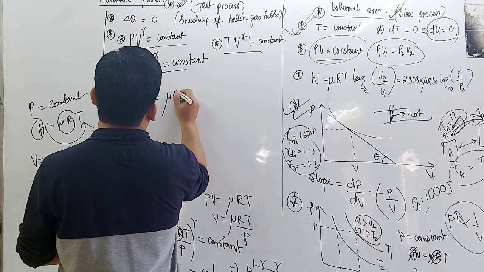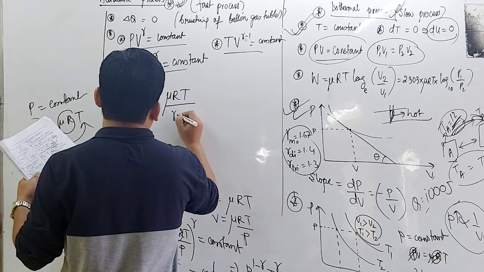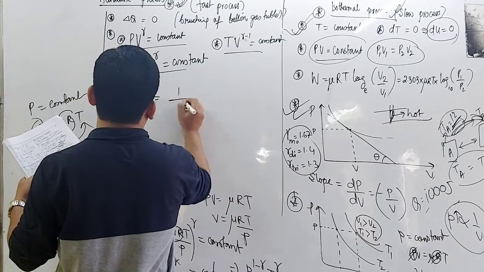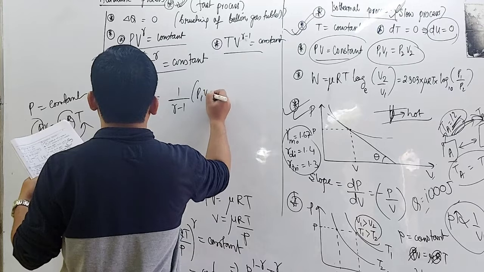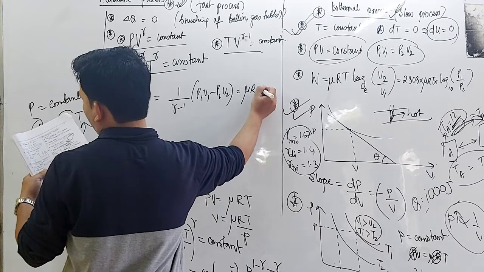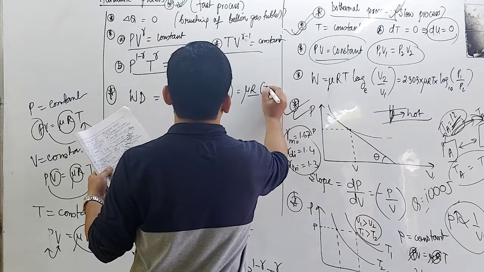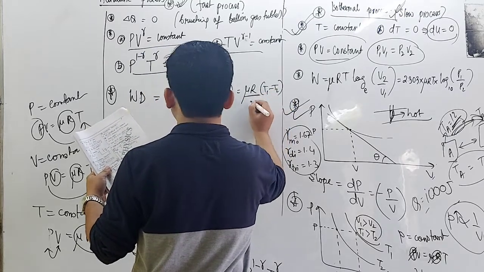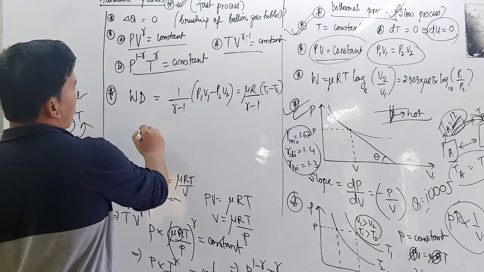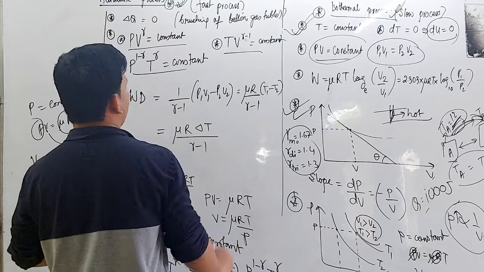Work done is equal to mu R T divided by gamma minus 1, this is very important. It is 1 by gamma minus 1 times P1 V1 minus P2 V2, and here this can be written as mu R times delta T, changing the temperature, T1 minus T2, over gamma minus 1. Or this can be written as mu R delta T over gamma minus 1. Can we write like this?